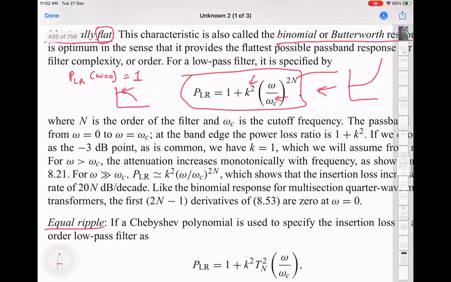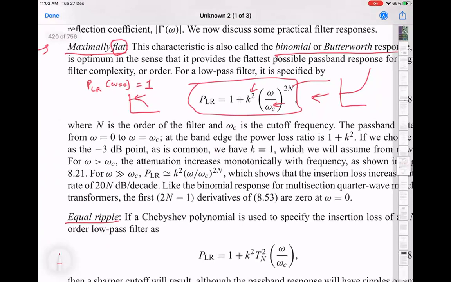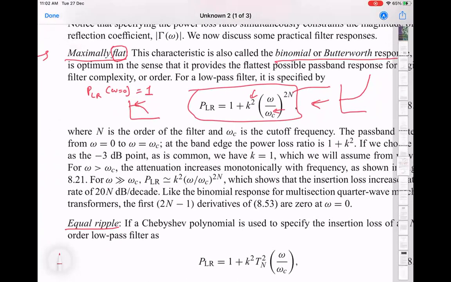Okay. So this is one type of filter response, which is again the most commonly used filter response, because it makes sense. It has a fairly smooth flat band, and then it drops off in a particular way. You can control where that drop off is going to happen by controlling omega c. Then you can change n to get how fast it falls off once you pass the cutoff frequency. So remember that the power loss ratio will go from 1 to 2 from 0 frequency up to the cutoff frequency, and then it will start to rise quite rapidly.